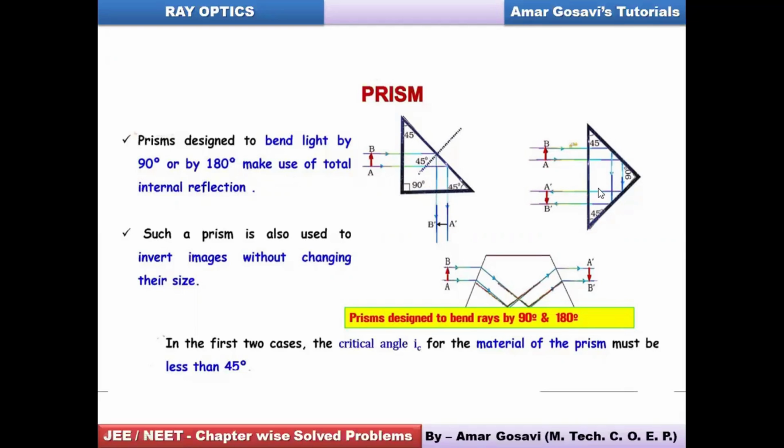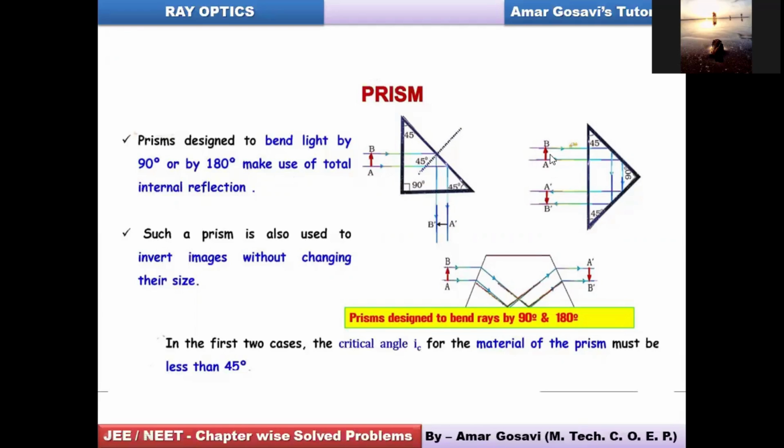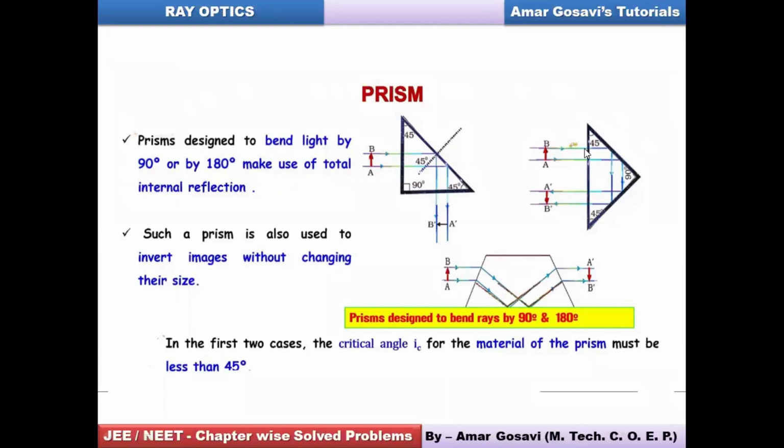The second diagram you can see. Now what is happening over here in the second diagram, you can see the rays coming from A and B. Because this is vertical over here, it won't get refracted. It falls on the inclined face, gets totally internally reflected.